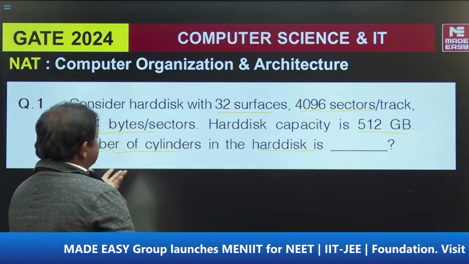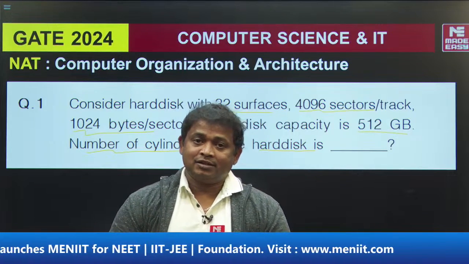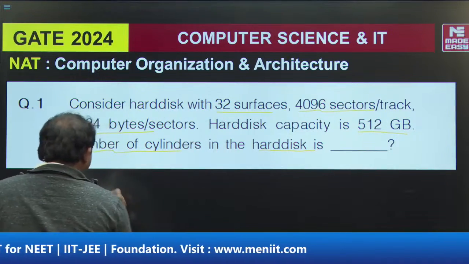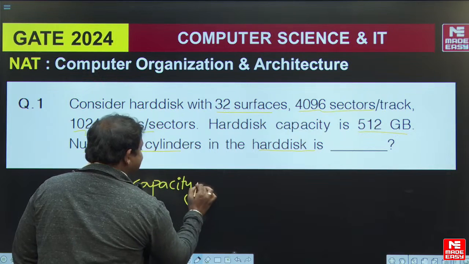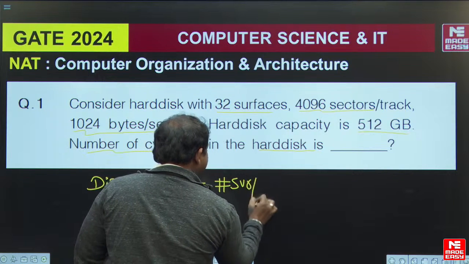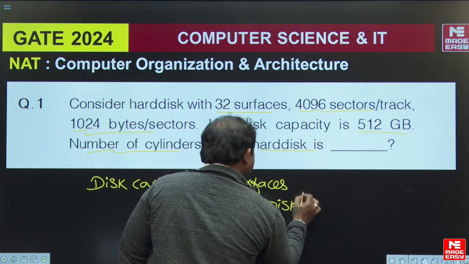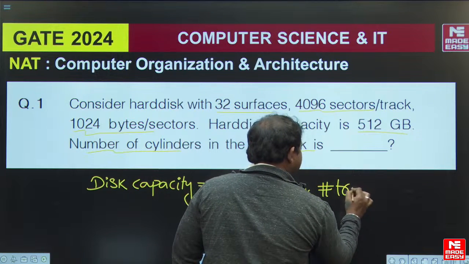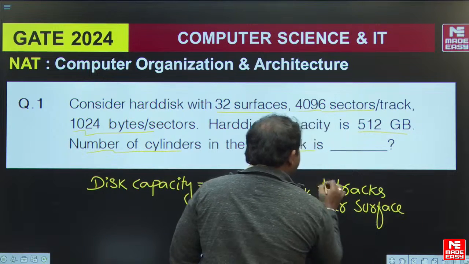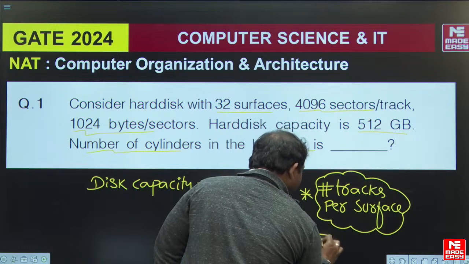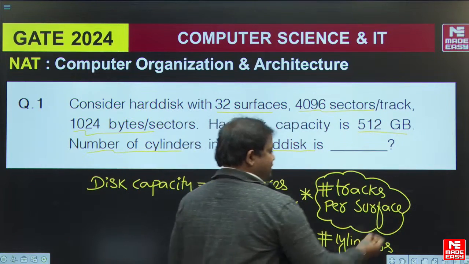So here, the number of cylinders in the hard disk is nothing but the number of tracks in the surface. So we need to find out the number of tracks in the surface, right? So the direct formula is disk capacity is equal to number of surfaces in the disk into number of tracks per surface. So this number of tracks per surface is nothing but the number of cylinders in the hard disk, right?